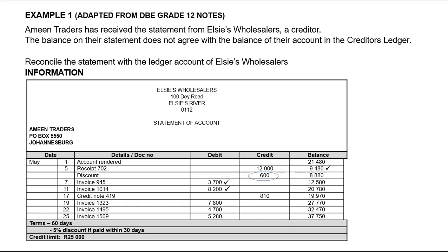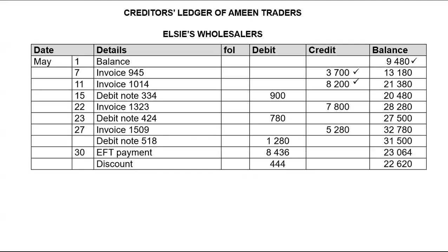Now, on the 17th, they've got credit note 419, which is 810. I think we do also have a debit note. Remember, they give us a credit note, we give them a debit note when we return goods. We do, but ours is 900. So we are saying we return goods worth 900 to them, and they're saying, no, you only return goods worth 810. Interesting. All right. We bought on credit again for 7,800.